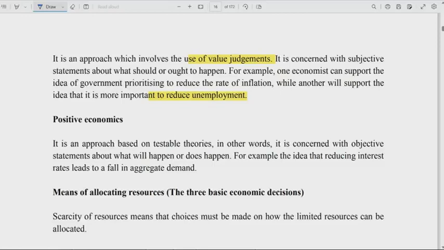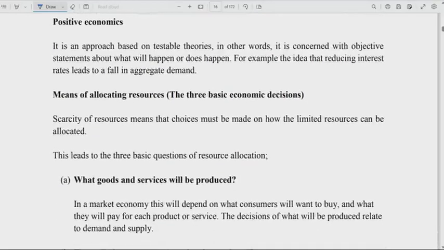Or for example, this is not to do with economics, but you can't live without water. It's been tested, right? There's no argument about that, right? So if the thing is based on testable theory, that's what is called positive economics. It's objective. No two ways about it. While when it is based on value judgment, it is subjective, then that's a normative approach to economics.